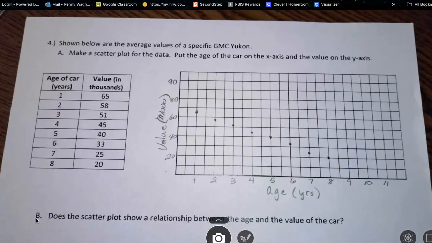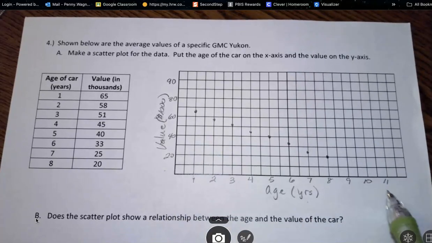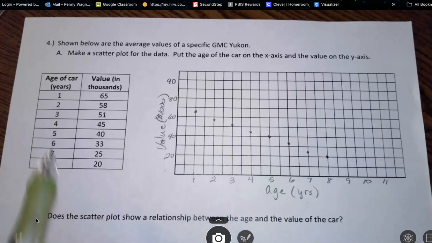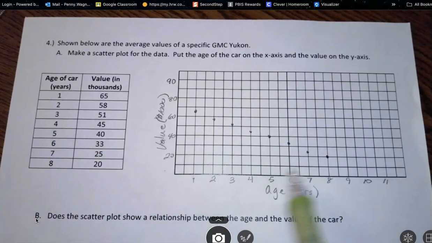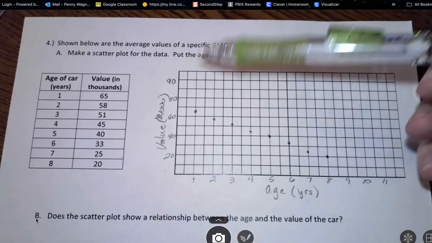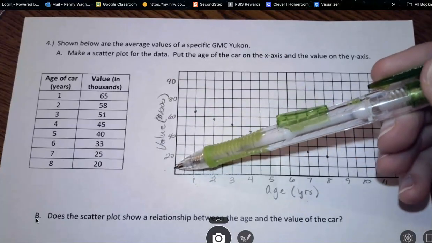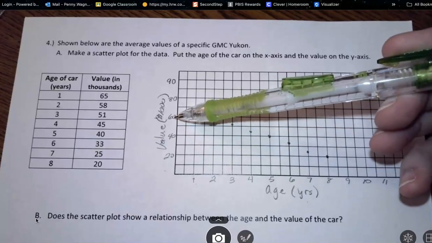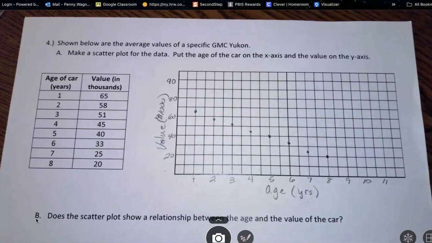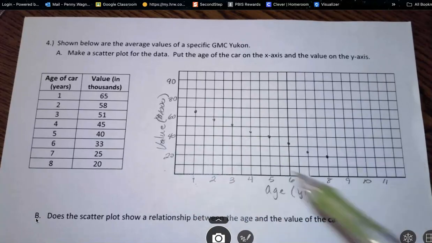Okay, so what I've done is I've labeled my axis. So I have age in years across the bottom. And I started with 1 because it started with 1 here. And I just went every other line and counted all the way up to 11. So I have room for 11 years. And then for the value of the car on my y-axis, I just did where every box was worth $10,000. Okay, so then I plotted my points, and I get something that looks like this.